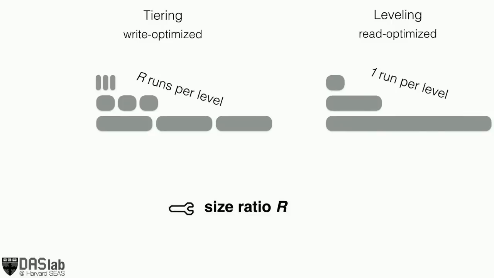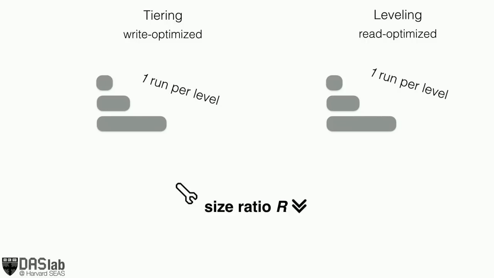So in particular, when we set the size ratio to be very small, in particular, suppose we set it to 2, in that case, the performance and behaviors of tiered and leveled LSM trees actually converge. And the reason for that is because when the size ratio is small, each level can have at most one run while being in a stable state. As soon as the next run comes in, you're already at capacity. So the behavior is just the same.